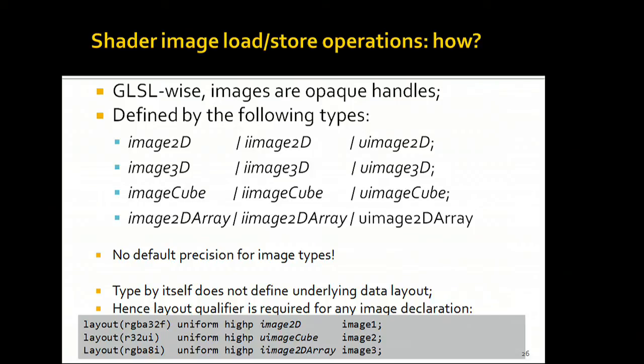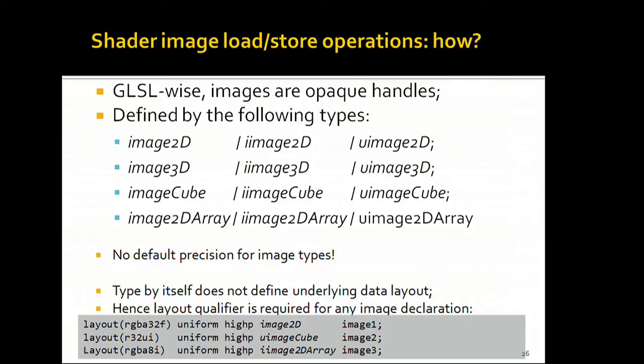OK, so how do you actually use the images in GLSL? So images, again, just like samplers, are opaque handles. So we get new types that define the handle. So this is image2D, iimage2D, or uimage2D. So this is like with samplers, right? So this is used for non-integer data. This is used for signed integer images. And finally, we get the uimage2D, which is for unsigned integer images. There is no default precision.